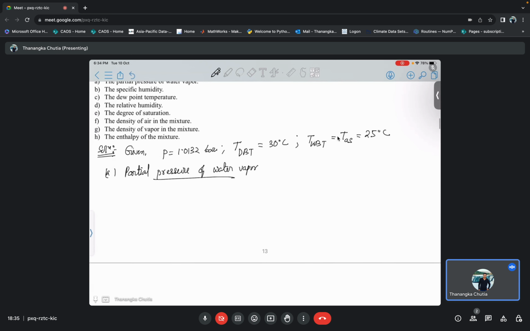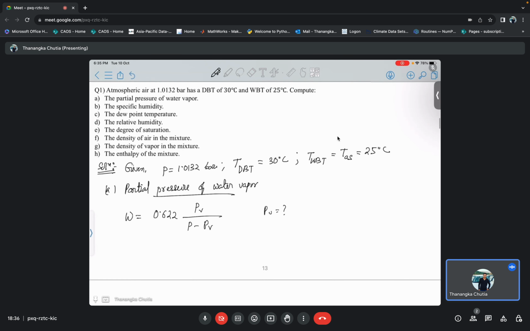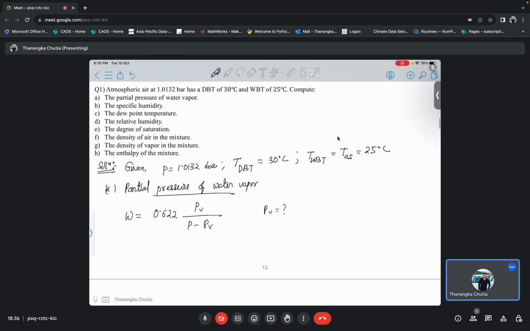In order to calculate the partial pressure of water vapor, the formula is simple. W is equal to 0.622 times PV upon P minus PV. From here we know only one value, that is P. We don't know what PV is, so we have to calculate the PV part, the partial pressure of water vapor. For that we need W, and in order to calculate W, there is one formula.